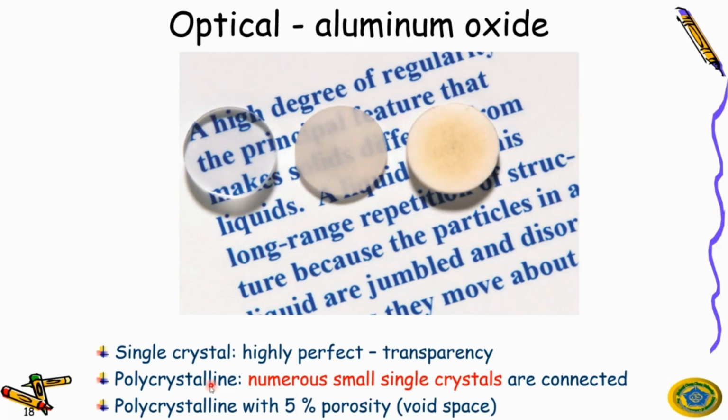It's transparent. And this is the polycrystalline. So there are a lot of small single crystals together. Not everything is perfect, but you have small parts. You have many polycrystalline grains together. So numerous small single crystals are connected. And this is polycrystalline. I think we will introduce this in chapter 3 of this course. And this is the polycrystalline with 5% porosity. Porosity means that there is 5% empty space in this material, only 5%, and it's opaque. You see nothing through this object.